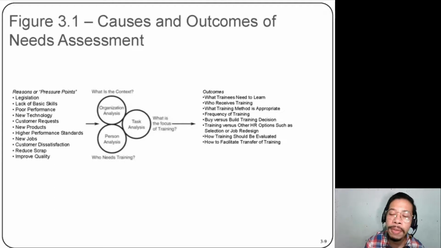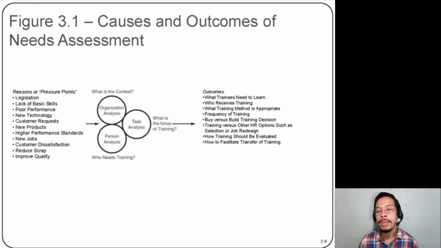So, these three factors, by the way, can be answered by specific guide questions, right? For the organization analysis, the guide question is, what is the context of the organization? Next, we have the person analysis. So, who needs training? Who will be the people who will undergo training? And the task analysis here is, what is the focus of the training? What needs to be done, right?